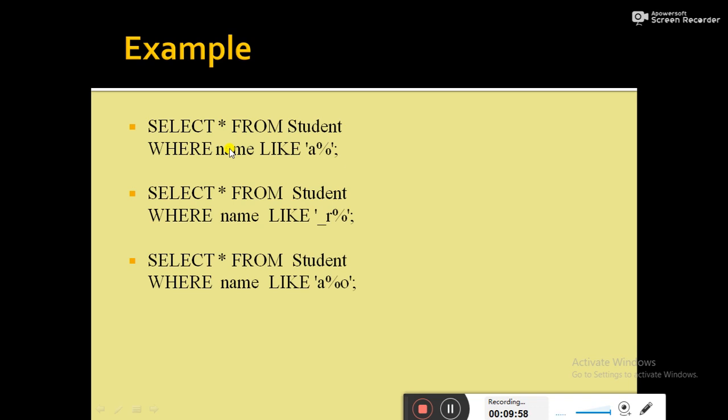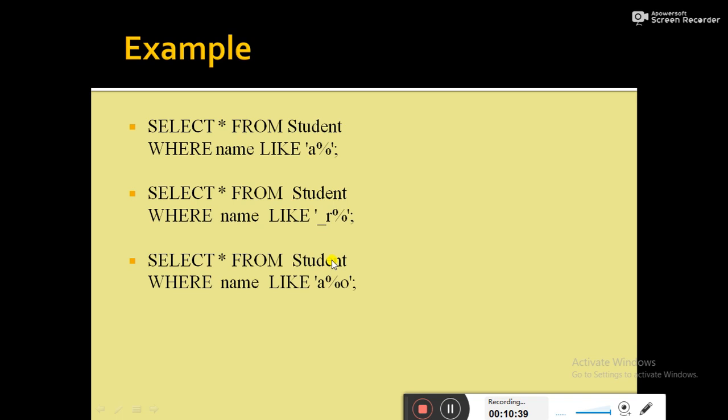Take another example. Suppose we want to select and display the student records whose name starts with a small a. That means the name should start with a, but the length of the string may be anything. So: select star from student where name, the attribute, like a percentage. The first character a means the expression should start with a, then percentage means it may be 0 or any number of characters, but it always starts with a.